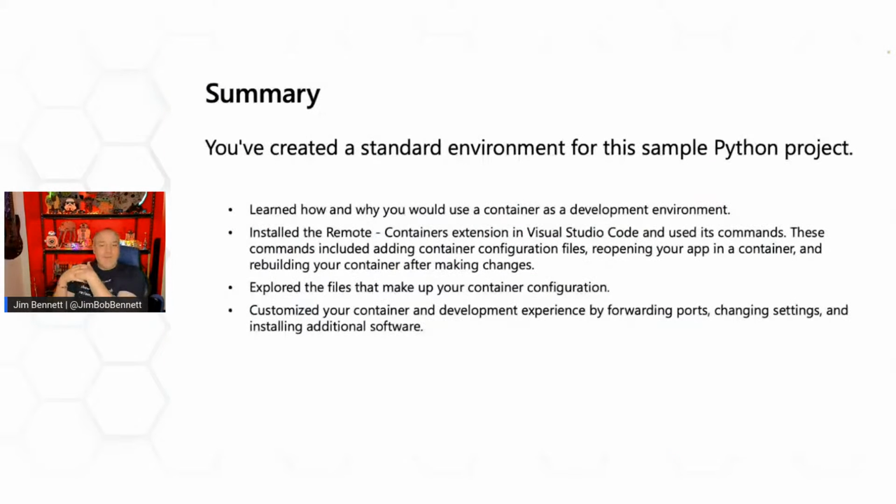What have we done? So we've learned a little bit about containers. We've learned how you can use them to develop an environment. We installed the remote containers extension and used that to actually get our container configured. And then we explored the configuration files, got used to them, and then customized our container. And we got to this point where now we can literally clone this repo with this code, launch it in VS Code, run our app, forward the port so we can access it from outside the container, and we've got a completely self-contained development environment. So that's it. That is how you get going with dev containers and Visual Studio Code.